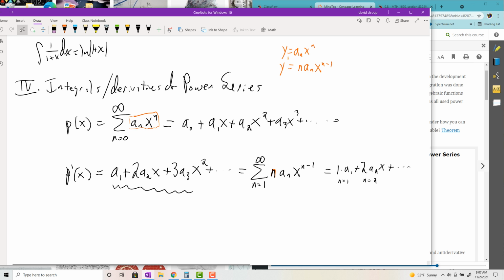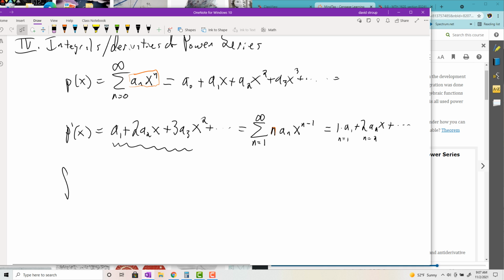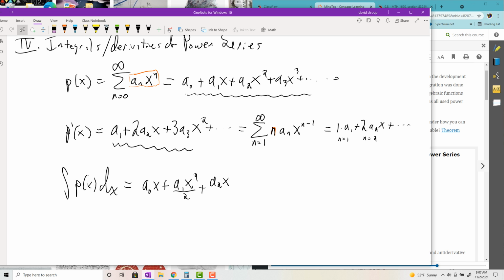Okay, you do the same thing with the integral of p of x dx. So in that case, just going term by term, starting with p of x, it'll be a sub 0 x plus a sub 1 x squared all over 2 plus a sub 2 x cubed over 3 plus a sub 3 x to the 4th over 4 plus dot dot dot. And there's actually a plus c in here as well, so you do have a constant of integration.